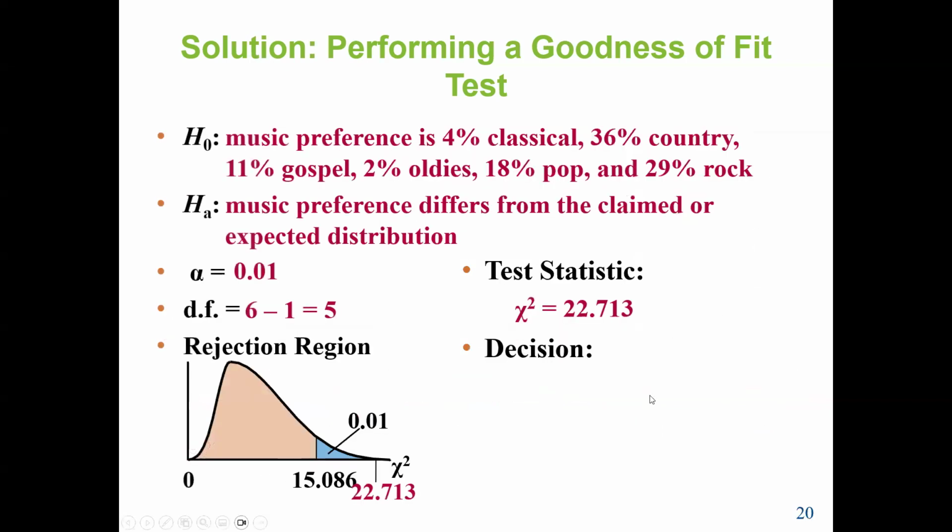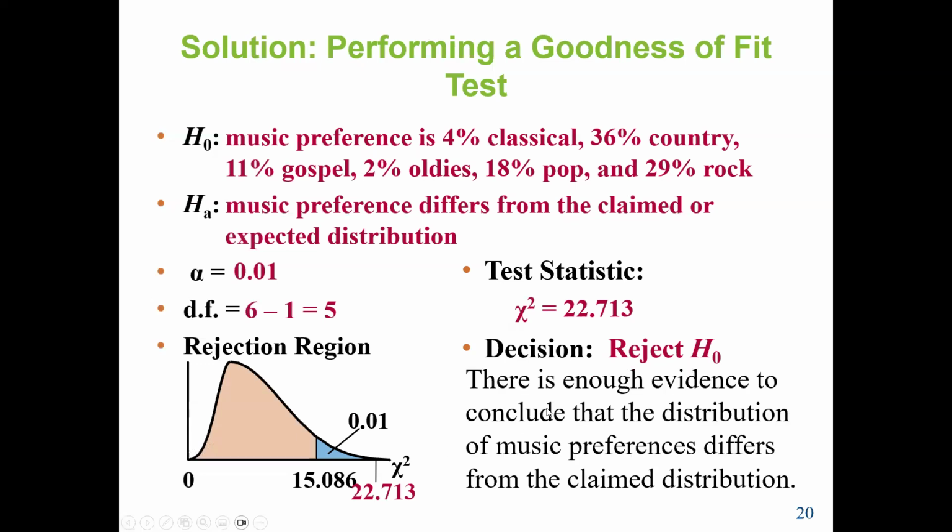Then from here, we know our critical value 15 is here. And we can see 22.713 is on the right side, which means the test statistic is greater than the critical value. So in this case, we fell on the blue area, which is reject H0. So our final interpretation will be: there's enough evidence to conclude that the distribution of the music preferences differs from the claimed distribution.